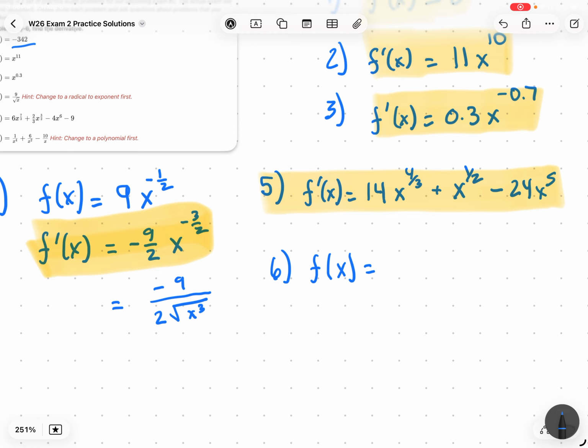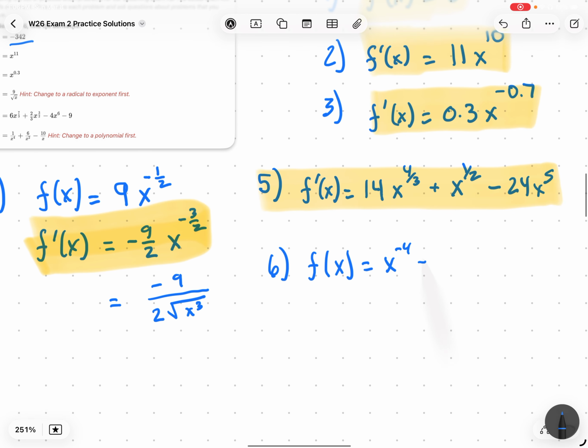So 1/x to the 4th is the same as x to the -4. And 6/x squared is the same as 6x to the -2. And 10/x is the same as 10x to the -1. So this is not the answer. All I've done is rewritten f of x. Now I'm ready to use my derivative rules to find f prime of x, the derivative here.